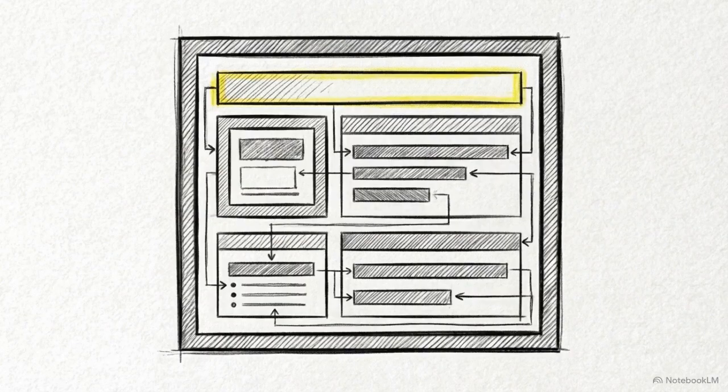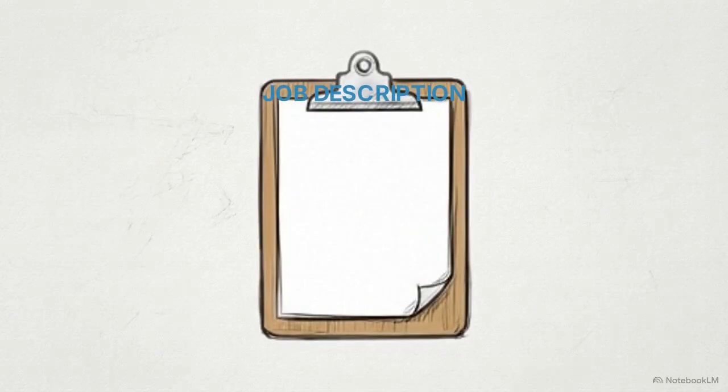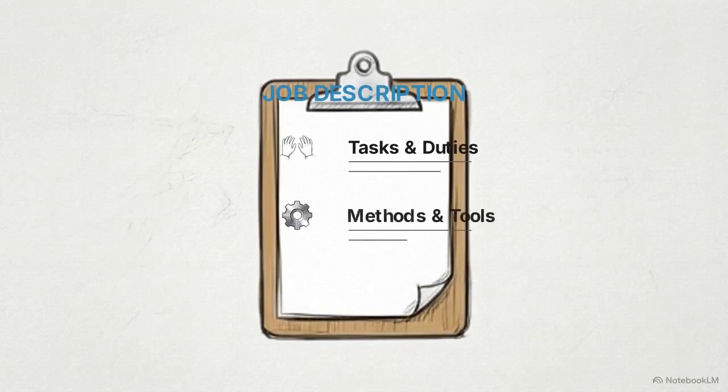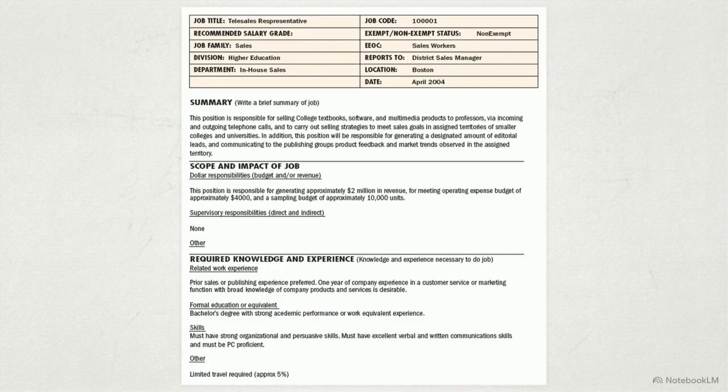Step 4 translates this verified data into the formal job description. This written statement clearly codifies what the worker actually does, how they do it, and the conditions under which the work is performed. This sample document shows the structural header of a standard job description.